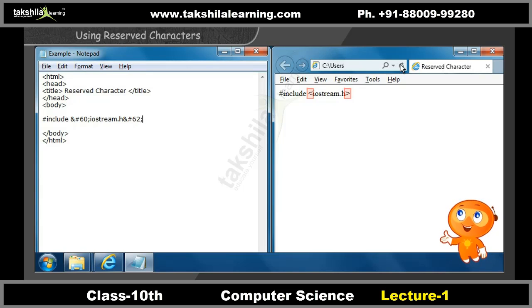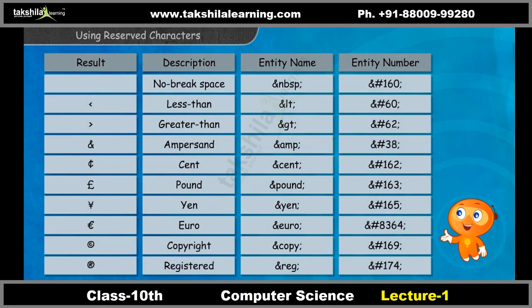You can see the output remains the same. Hence, we conclude, for reserved characters to appear on screen, we should use the corresponding entity names, or entity numbers, while writing the HTML code.